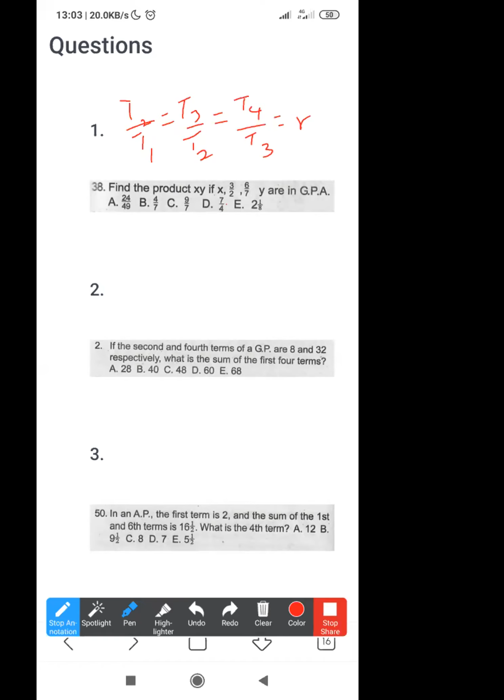So if I want to do it, I realize that my T1 is X, my T4 is Y. So it means I don't need the middle one.